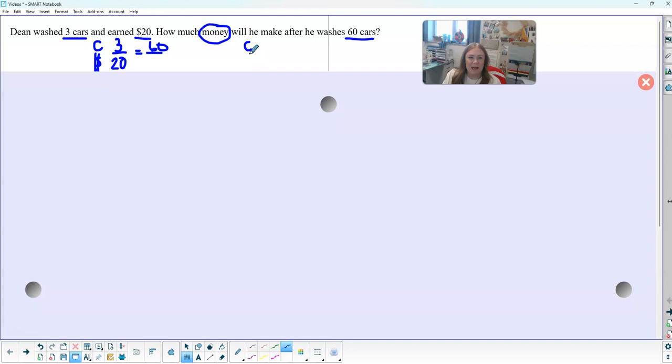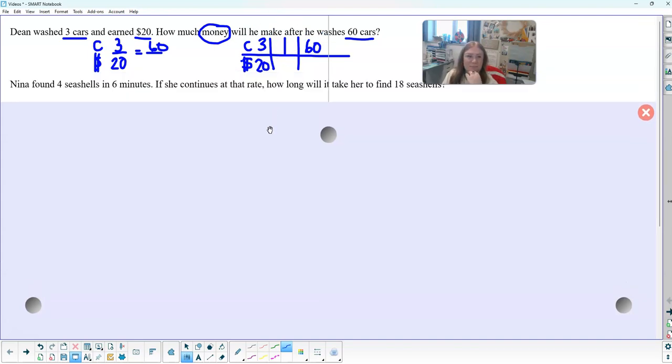We can also set it up with a chart here. So we have cars and money. We washed 3 cars and made $20. I want to know how much I'm making for 1 car. Find that here, then I can use that to get to the 60. You can also go straight from 3 to 60 because 3 is a factor of 60. So we can set it up any of those ways.